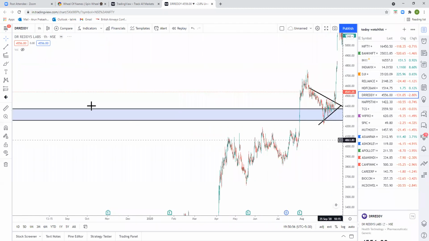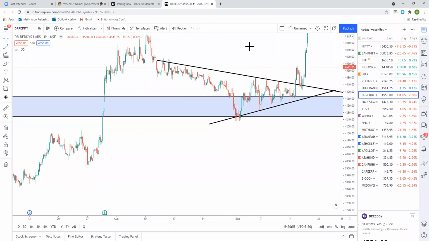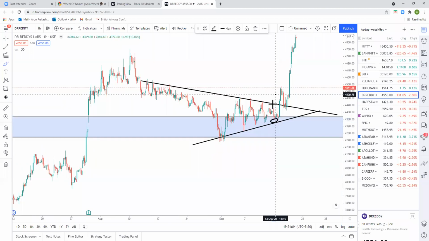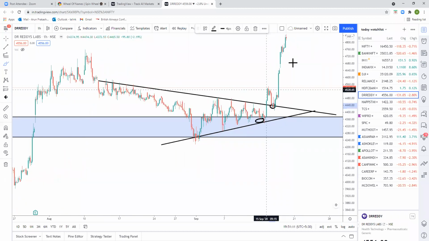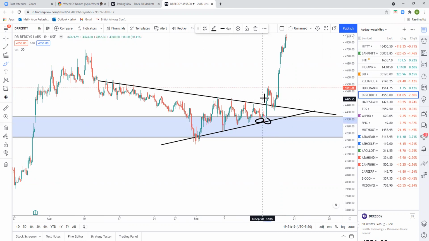That's what, bro. See, I had an entry here, where I booked my profit somewhere around here. The next entry was at the retest. Sure. Okay, so this is a breakout retest trade. So if I hadn't taken this entry, I would have taken an entry here, keeping my stop loss here.